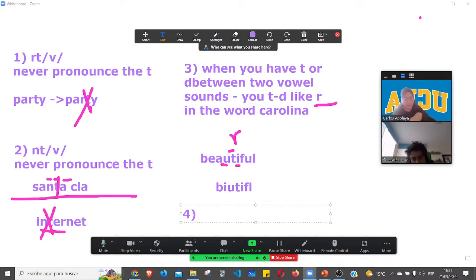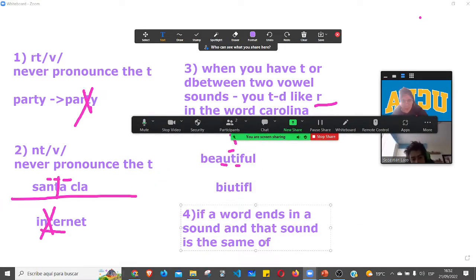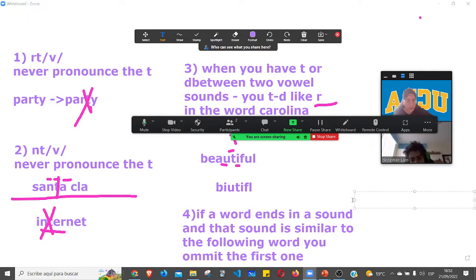La 4 me dice, if a word ends in a sound, and that sound is the same or is similar to the next or following word, you omit the first one. I mean, you don't pronounce the first one. For example, listen. I had dinner.